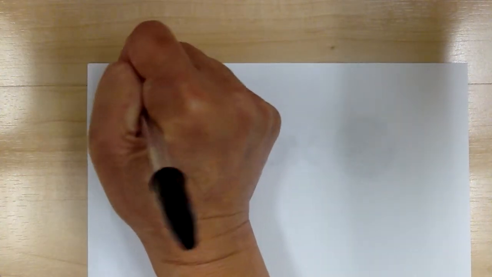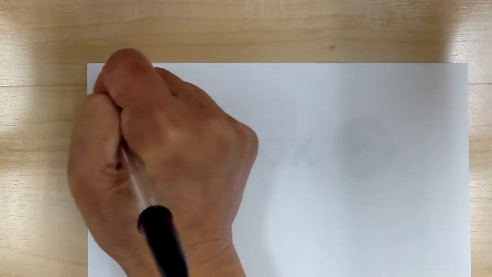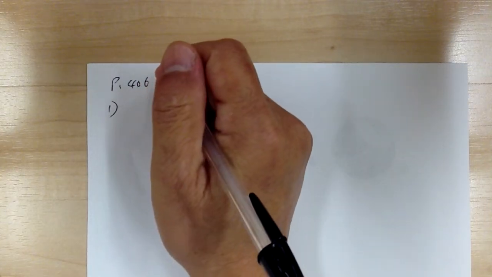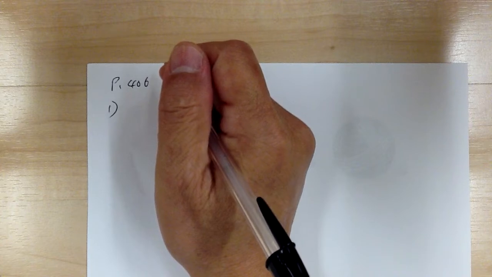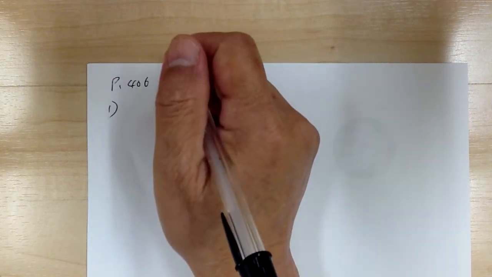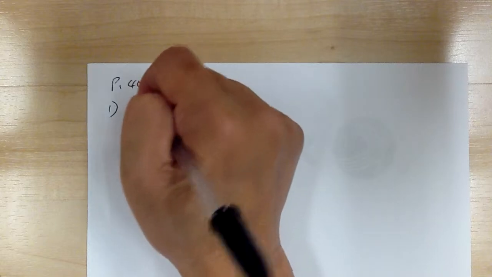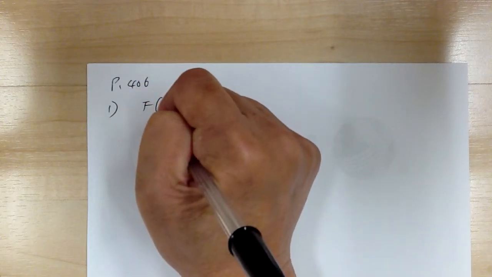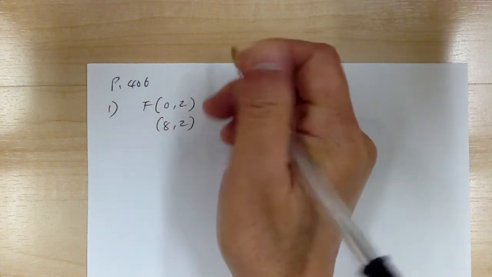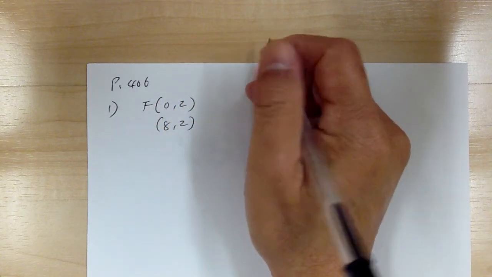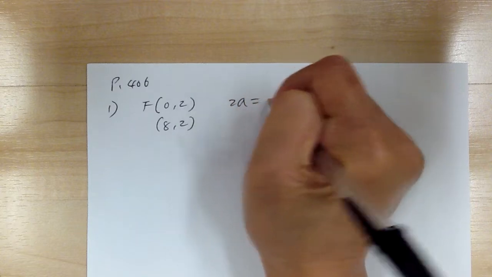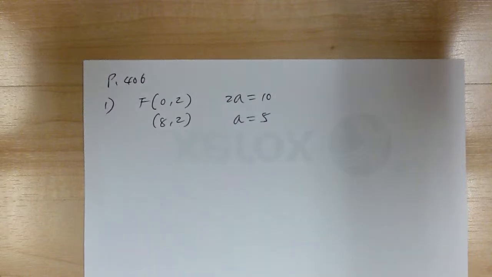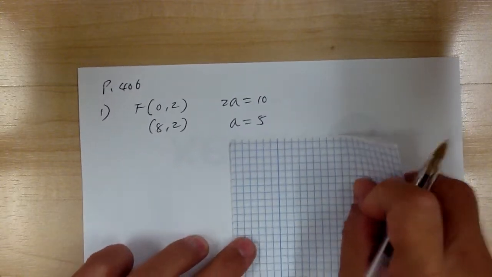Let's go to page 406 and do number 1. It says find the equation of the ellipse after giving the foci and the sum of the focal radii. The two points are (0, 2) and (8, 2), and the sum of the focal radii means 2a equals 10. So from here, you're going to get a equals 5. Let's sketch these to find the equation.